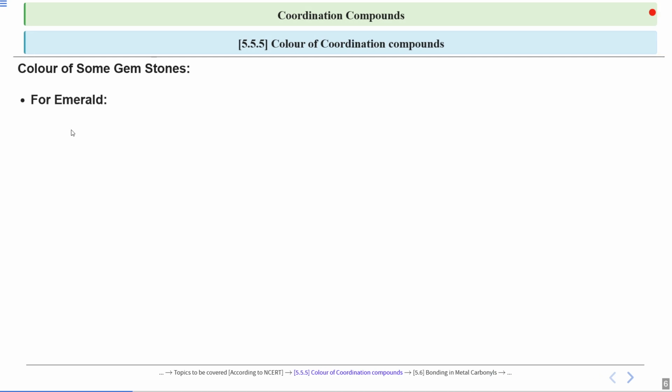Let's see our next gemstone, that is emerald. Emerald is basically the mineral beryl. The formula is Be3Al2Si6O18. These are the specific proportions of the different atoms in this mineral called beryl: beryllium, aluminium, silicon, and oxygen.